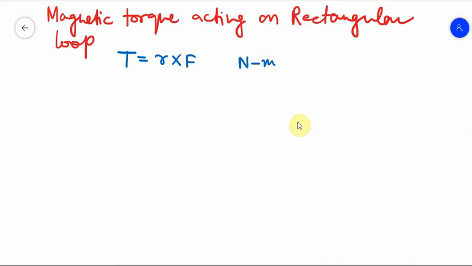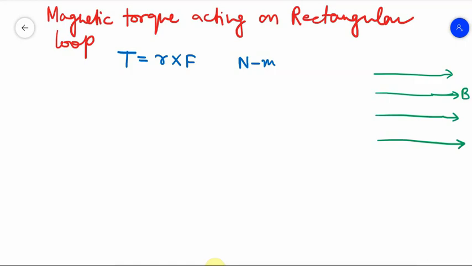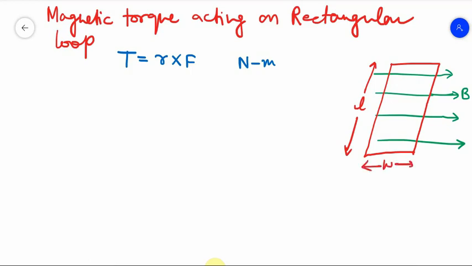So let a rectangular loop of length L and width W be placed in a uniform magnetic field B. So there is a uniform magnetic field B and a rectangular loop, which is of length L and width W, placed in this magnetic field B.